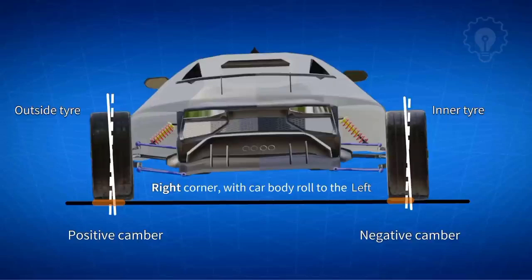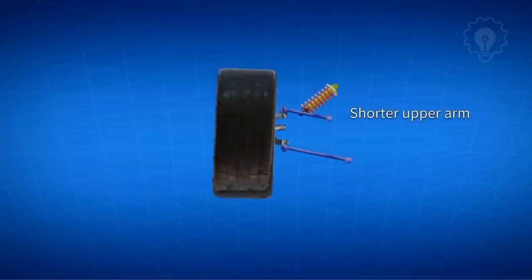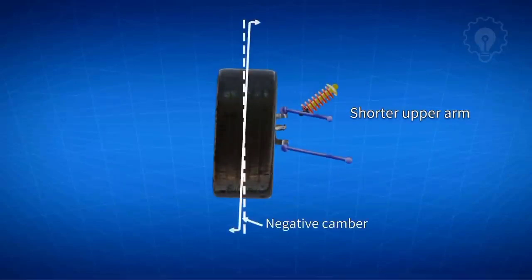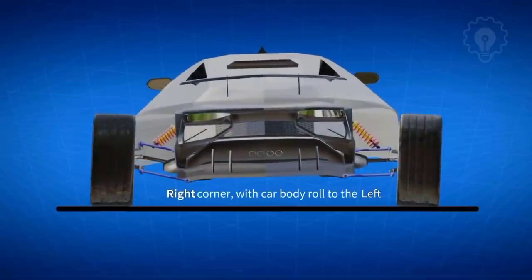This is not a desirable design, as the outer tire is taking most of the load, while the inner tire is taking less load. To solve this problem, the double wishbone suspension uses a shorter upper control arm, so that the tire will have induced negative camber during vertical travel. This is beneficial when the car goes around the corner.